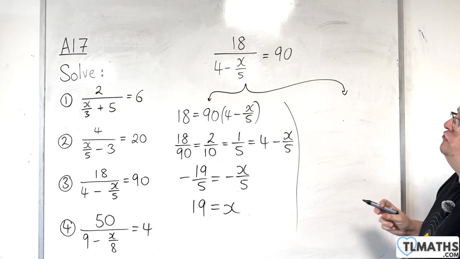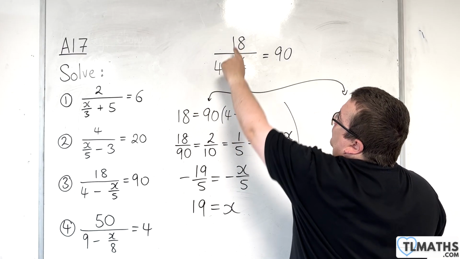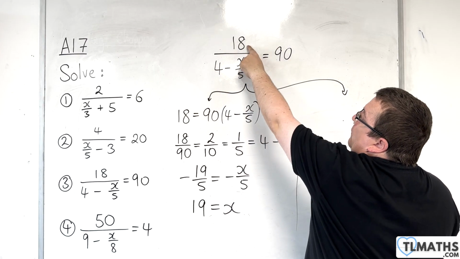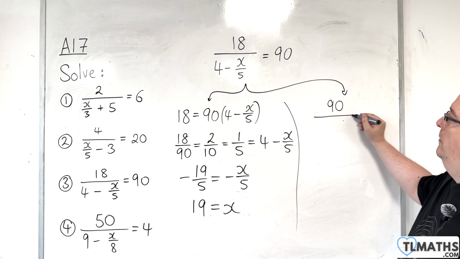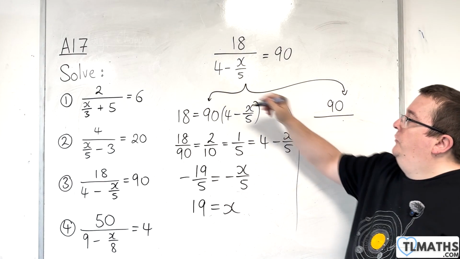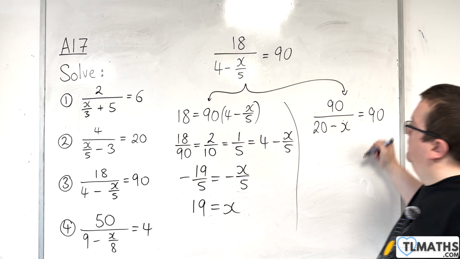Okay, let's do the secondary method. So we're going to get rid of this fraction here, so we need to multiply top and bottom by 5. Now 18 lots of 5 is 90. And we're going to get 4 lots of 5, which is 20. Take away x is equal to 90.